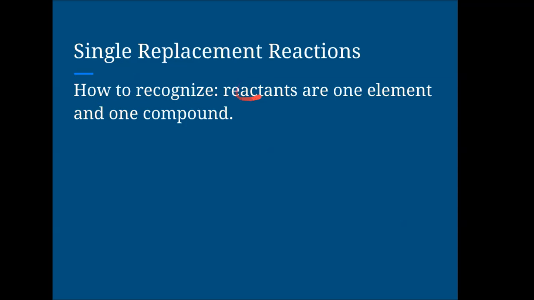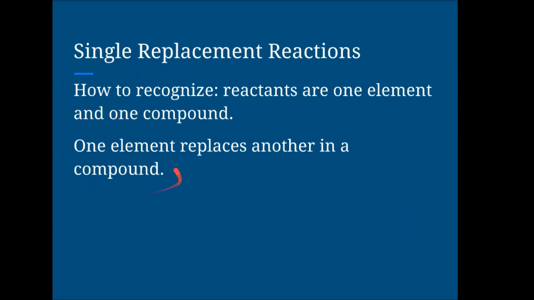So we left off at single replacement reactions. That's going to be the third new type of reaction that we've seen. The way that you're going to recognize them is that the reactants are always going to be one lone element and one ionic compound. That one lone element is going to try to replace its counterpart in the compound.